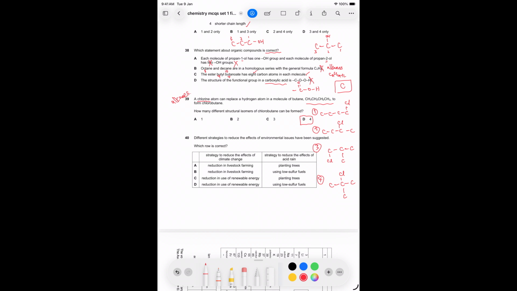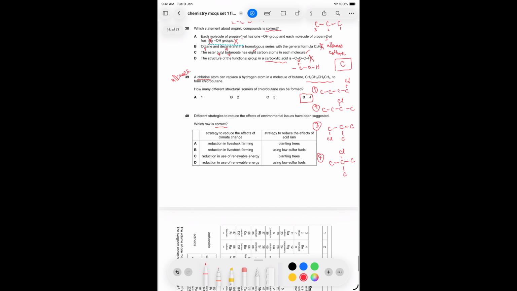Question 40. Which of the following is correct? Different strategies to reduce the effects of environmental issues. Strategy to reduce the effects of climate change. Let's see which one makes sense. Strategy to reduce the effect of acid rain. To reduce acid rain, you need to reduce NO2 and SO2. So using low sulfur fuel makes sense.